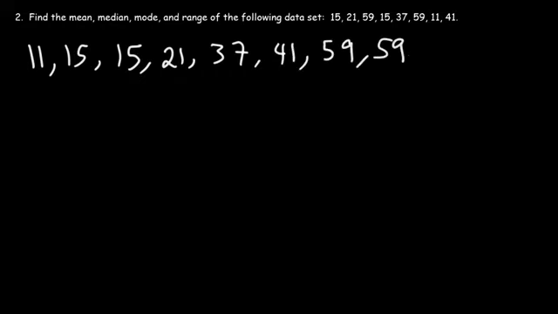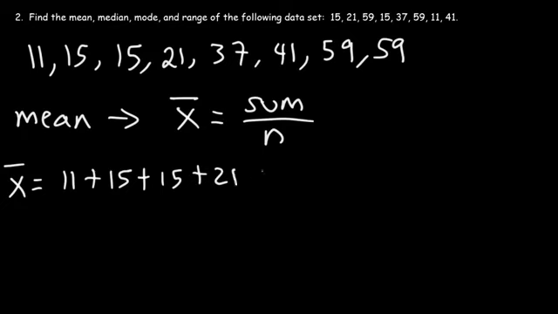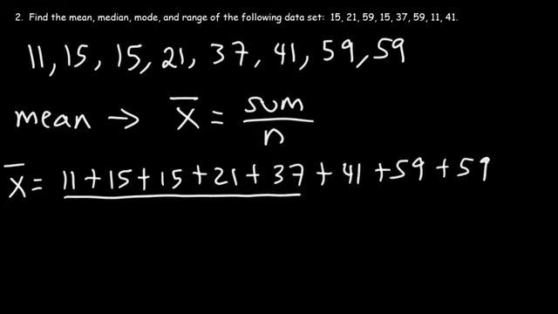So let's begin by calculating the mean. So the mean, represented by the symbol x bar, is equal to the sum divided by the number of numbers in the data set. So let's add up the 8 numbers. This is going to take some time. And then divide the sum by those 8 numbers.